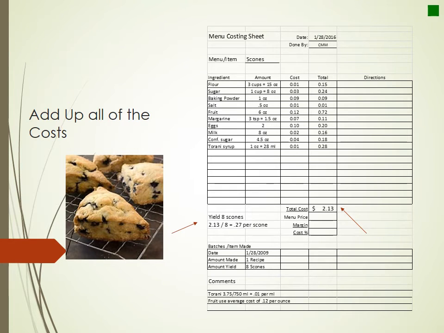Now you do the math. 15 ounces of flour multiplied by 1 cent is 15 cents or 0.15. Continue with all the ingredients and get a total for the scones. This recipe made 8 scones. With all our recipe costing process, the key is that I'm following a recipe and capturing all the costs that are served to the customers. In this recipe, we learned that it cost $2.13 to make 8 scones, which means each scone costs 27 cents to produce.